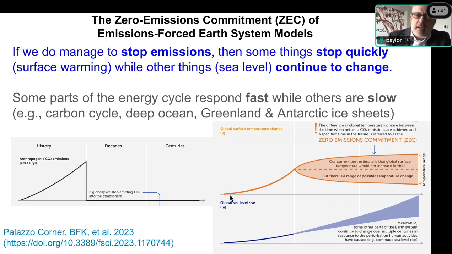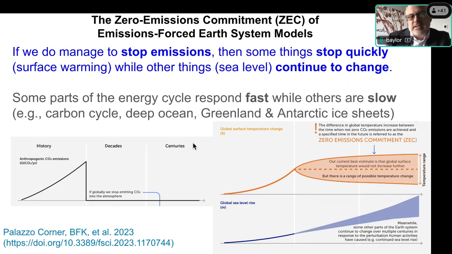And so you can imagine that the temperature would go up and then the temperature levels off, plus or minus some growing uncertainty. And that uncertainty is what's called the zero emissions commitment. But as we talked about with the recalcitrant mode, the sea level rise and mean ocean temperature at all depths will continue to rise even after this period, as the deeper ocean warms up and warms up.